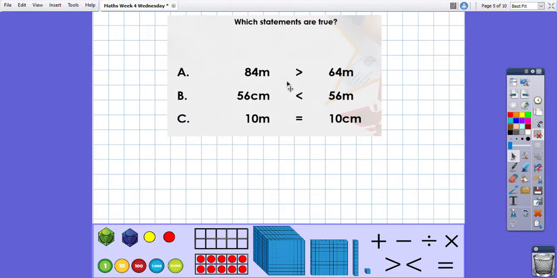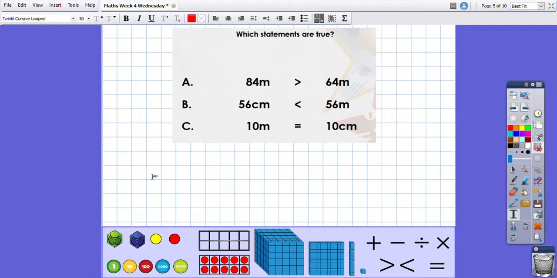Which statements are true? So I've got 3 statements, A, B and C, and you need to tell me which are true. So let's have a look. A is saying that 84 metres is bigger, because my crocodile is eating that number, than 64 metres. B, 56 centimetres is smaller than 56 metres. And C is saying that 10 metres is the same as, is equal to 10 centimetres.